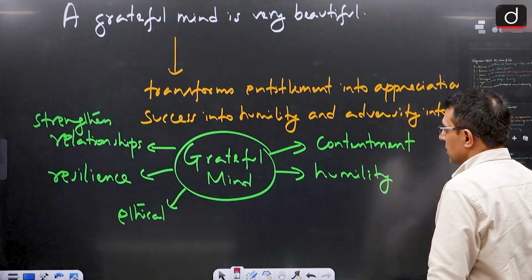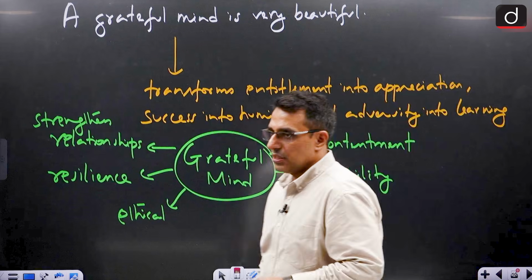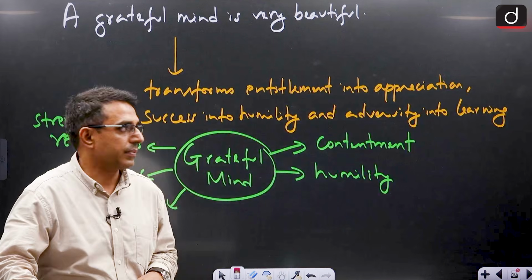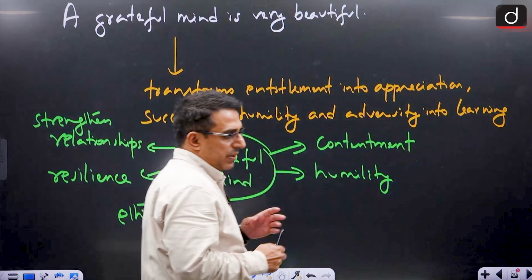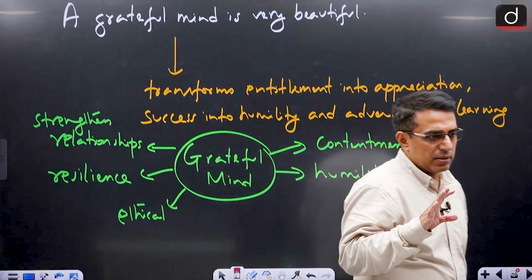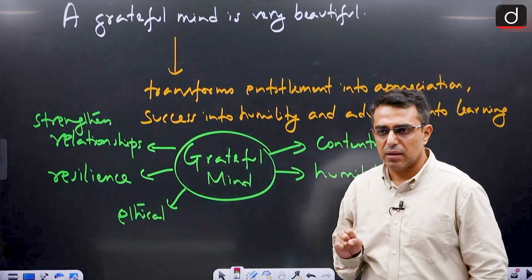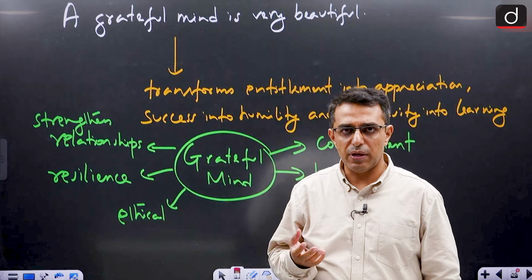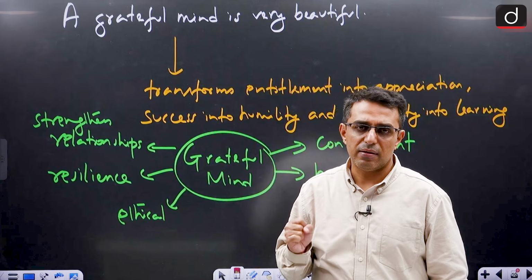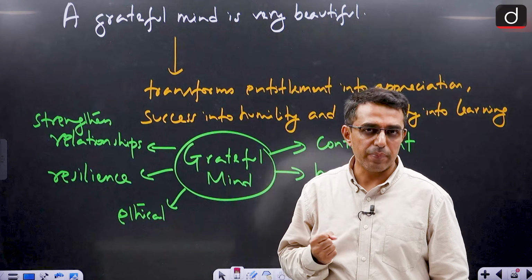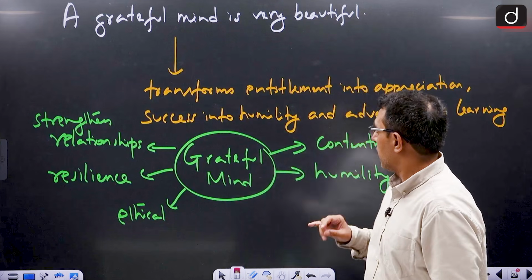Right. We come to the second topic, which is a grateful mind is very beautiful. Right. So the core meaning of this topic is that if we are grateful, if we are thankful for whatever we are achieving, then it shows the beauty of our mind. So that is the core theme.